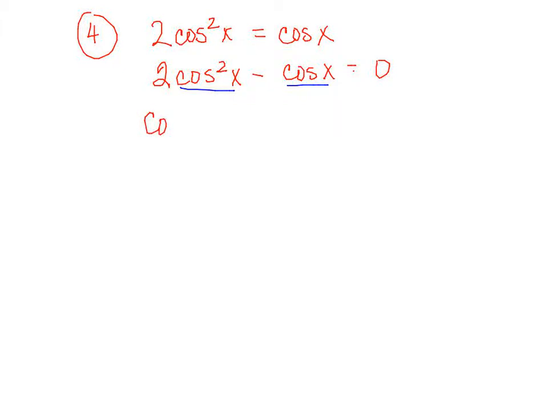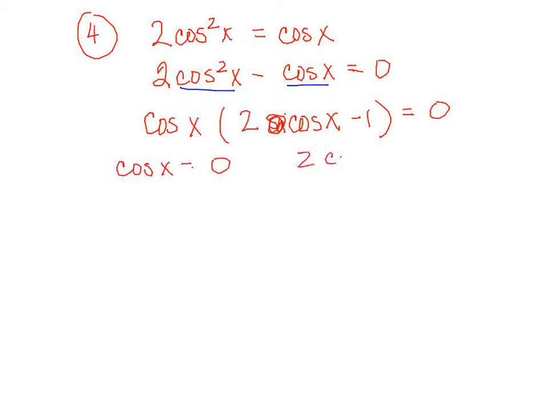So we factor it out, and we're left with 2 cosine minus 1 equal to 0. We take each of the factors, set them equal to 0, and solve. So this one we're done.